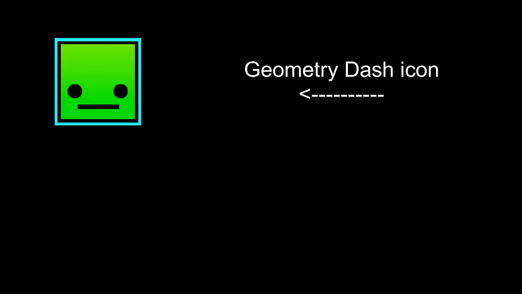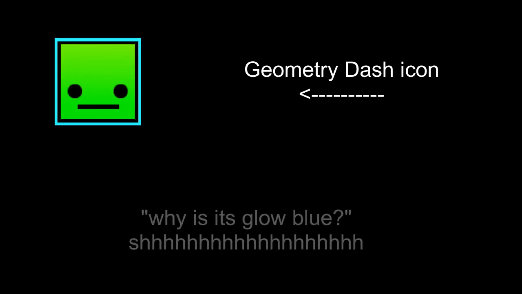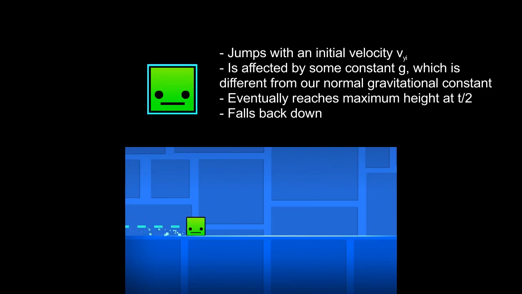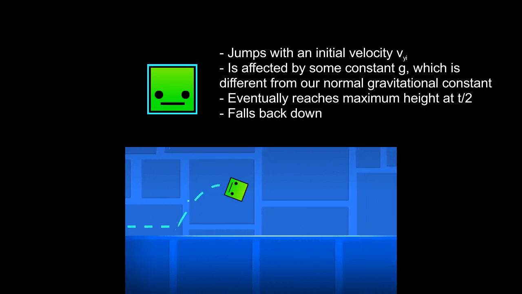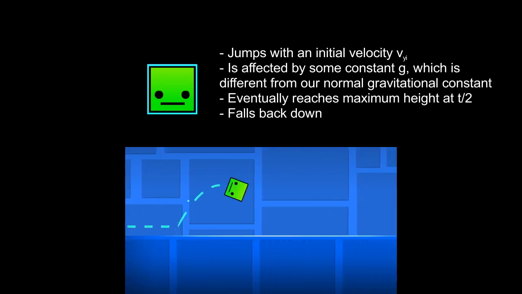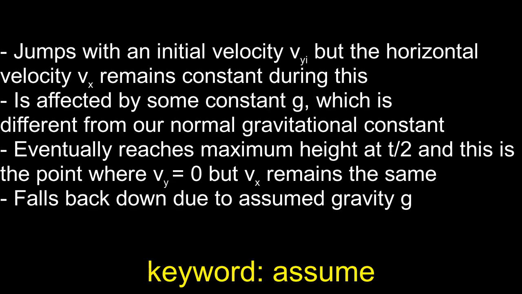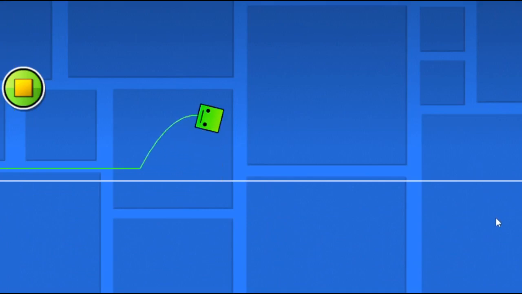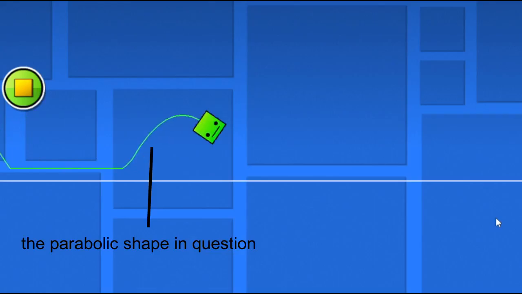Obviously. In the case of the Geometry Dash icon, a similar observation can be made, where the icon moves upwards at a certain velocity for some time, then it reaches a point where the velocity is zero, and then it falls back down again due to what we can assume to be the force of gravity. Combined with the constant and unchanging horizontal movement, the action creates a sort of parabolic path.